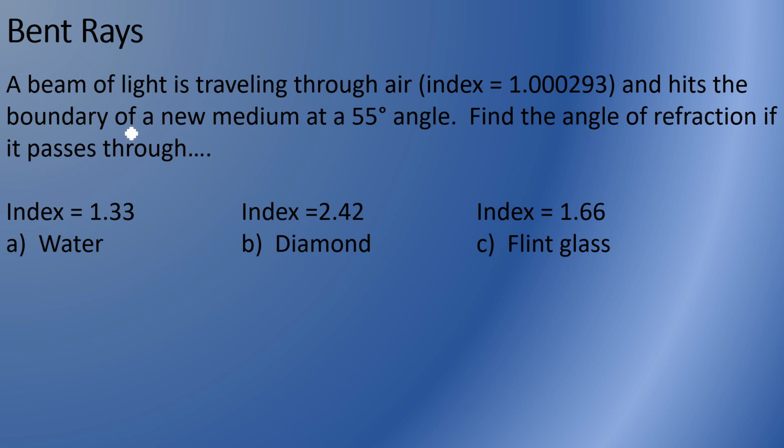Okay, so a beam of light is traveling through the air and hits the boundary of a new medium at a 55-degree angle. Find the angle of refraction if it passes through each one of these materials. Now notice each of these has an index of over 1, which is what we would expect if we're going through anything besides a vacuum. But here's a really important thing to remember: we expect that as light passes into a higher index, it should slow down, and if it slows down, it should bend toward the normal.